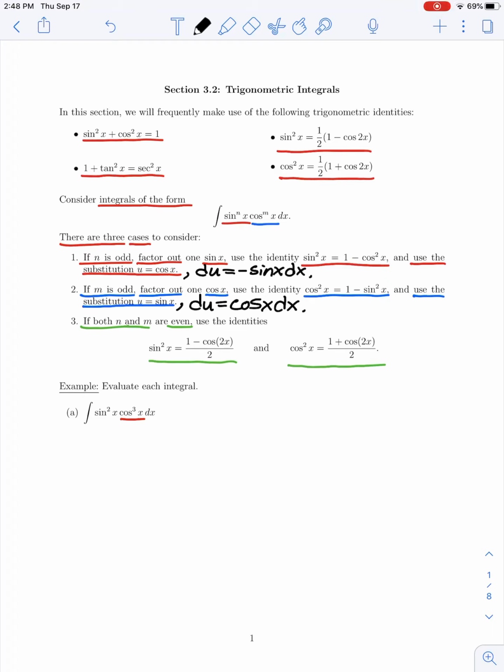In order to evaluate this, I will first factor out 1 power of cosine x. So I had cosine x cubed. If I factor out 1 power of cosine x, I would be left with cosine squared x times cosine x to the first. So after I peel off that 1 factor of cosine, I'm going to make use of the trig identity: cosine squared x is equal to 1 minus sine squared x.